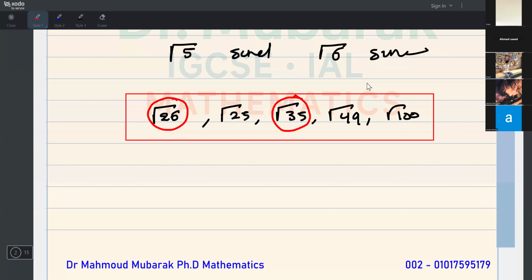Yes, that's correct. Excellent. Because the square root of 25 is 5, that means it is a square number, so it is not a surd. The square root of 49 is 7, not a surd. The square root of 100 is 10, not a surd.